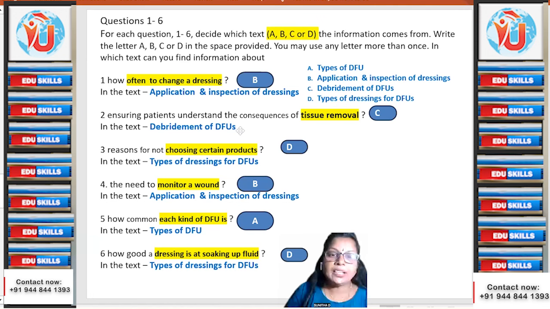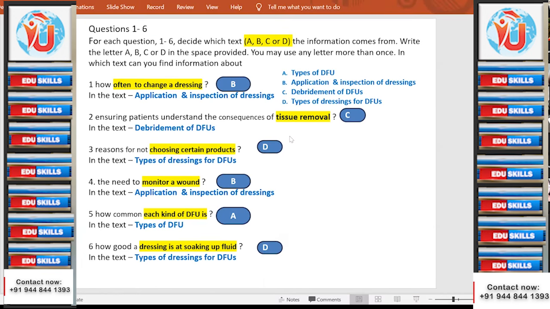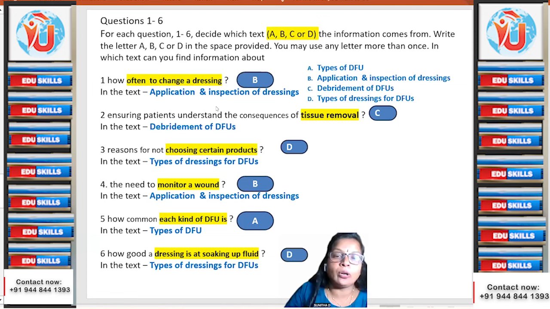And third one, choosing certain products. Where it mentions different types of products, it's in D, right? Yes, ma'am. So choosing certain products is in text D. To monitor a wound, we have to find the related words in B. Then each kind of types of DFU will be there in text A. Dressing that is soaking up fluid is in text B.